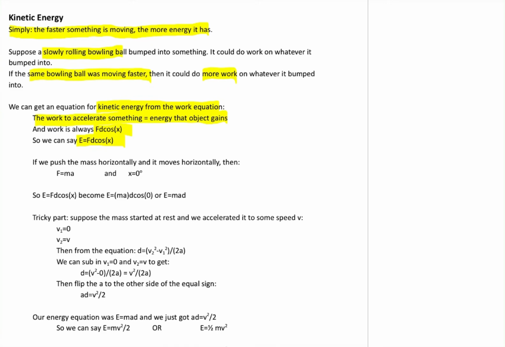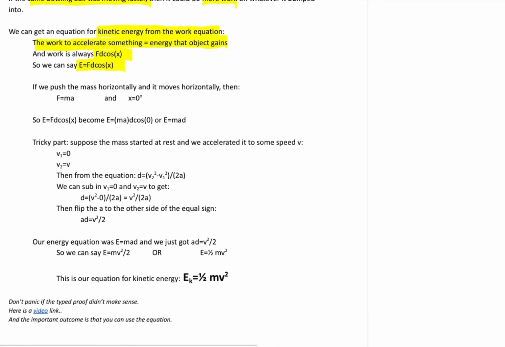This proof is a little bit more complicated. I'm going to go through it a little bit quickly here, but you do have this link down here to watch it a little bit slower. We're working with FD cosine the angle. We're going to replace F with ma. The angle we're going to replace with 0 degrees. So our equation FD cos x becomes mad cosine 0. The cosine of 0 is just 1, so we get mad.